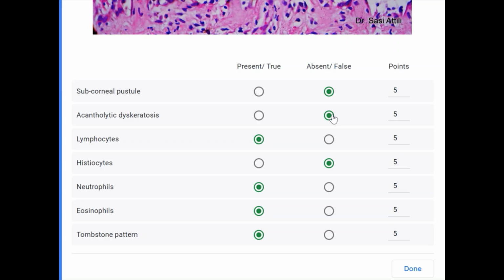So, lymphocytes are present, neutrophils are present, eosinophils are present, the tombstone pattern is present. There is no acantholytic dyskeratosis. Acantholytic dyskeratosis is usually a feature of Hailey-Hailey disease and Darier disease. It may rarely be present in Grover's, but dyskeratosis is not usually a feature of the pemphigus group of disorders. There is no subcorneal pustule, and as I said, there are no histiocytes. Okay.